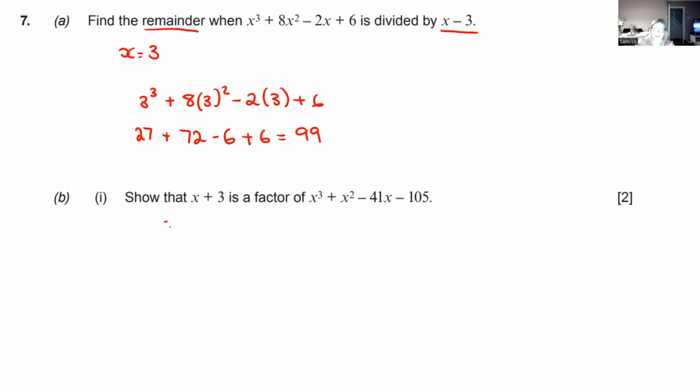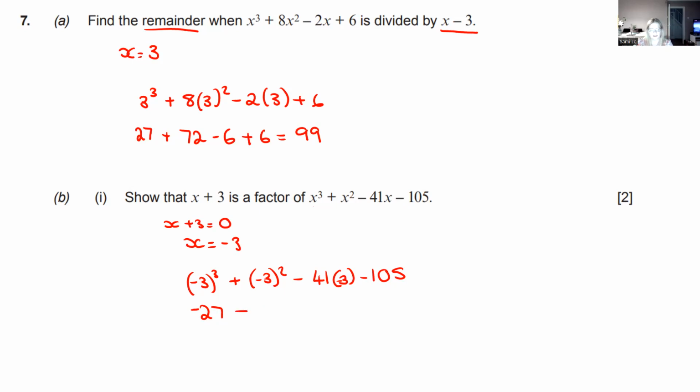And then if x plus 3 is going to give us 0, then x has to be minus 3. So what we're going to do is each step of the way, again, just substitute that in. So I'm going to go minus 3, again, cubed, plus minus 3 squared, and then that minus 3, and then minus 105. Again, just having a quick go, so minus 27, minus times a minus makes a plus.